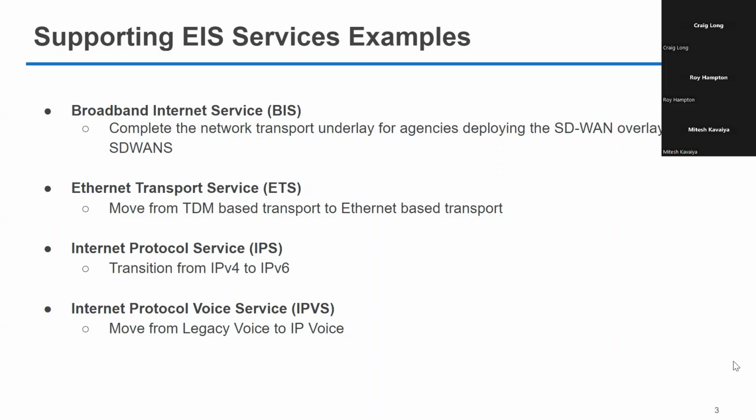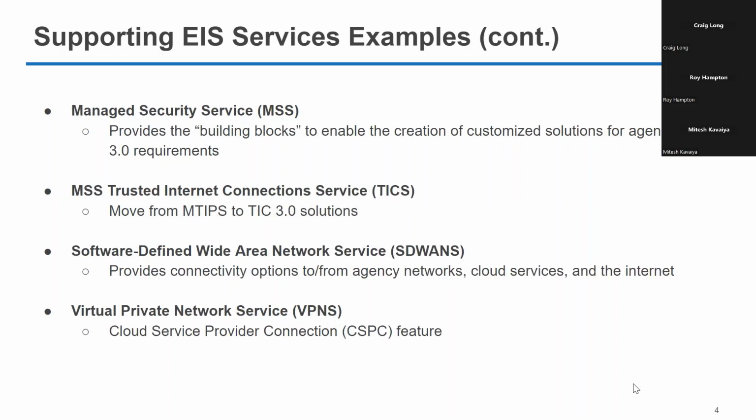OMB Memo 21-07, released back in 2020, stated that all executive branch departments and agencies are to transition all of their IP-enabled assets away from IPv4 addressing to native IPv6-only addressing. EIS Internet Protocol Service, IPS, can help you with that transition from IPv4 to IPv6. We also have the Internet Protocol Voice Service, IPVS, which can be used to help agencies move from legacy voice to IP voice.